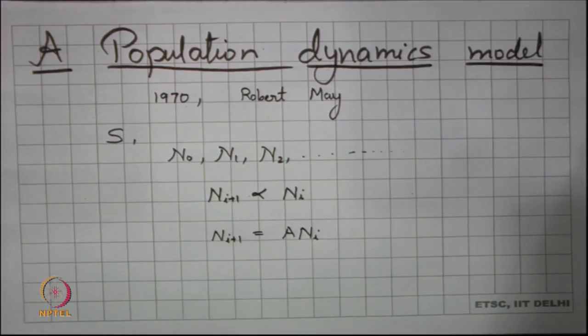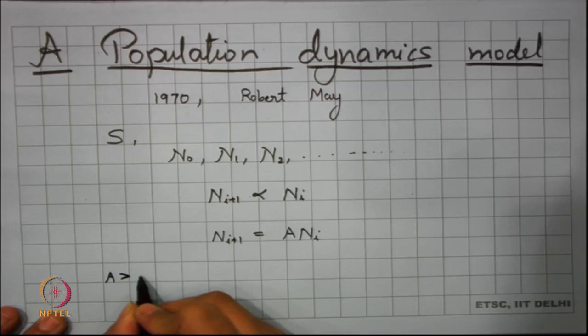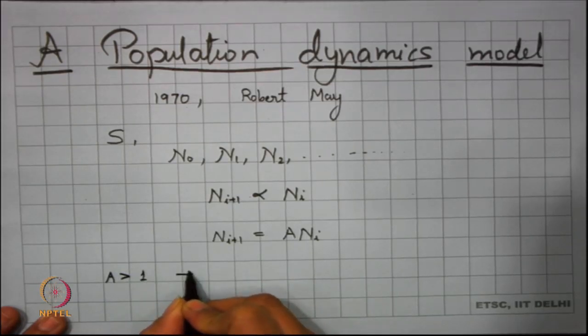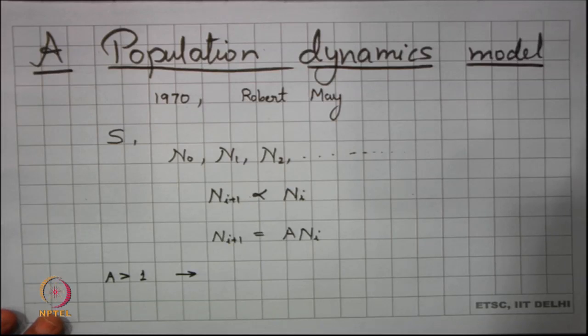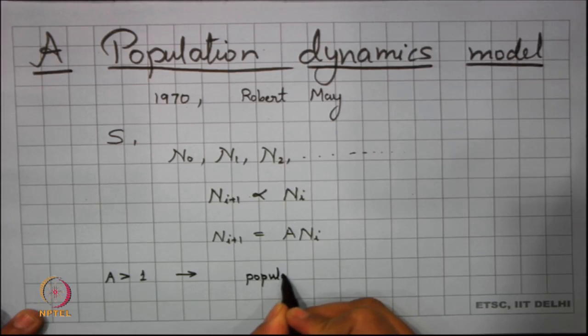Now, what happens if A is greater than 1? If A is greater than 1, then it is observed that the population in the subsequent years, you start with N0, N1, N2 and so on, tends to infinity, and basically the population explodes. So, in this case the population explodes.